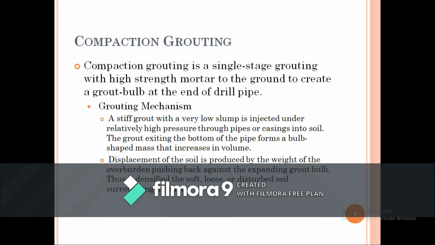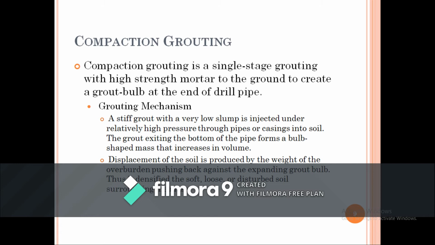The grout exiting the bottom of the pipe forms a bulb shaped mass that increases in volume. So what is happening? The grout goes through the pipe, and after it leaves that pipe, over there you will have the formation of a bulb. As and when grout is leaving this particular pipe, it goes on increasing the mass, and that total thing will be forming as a mass. So a bulb shaped mass is forming.